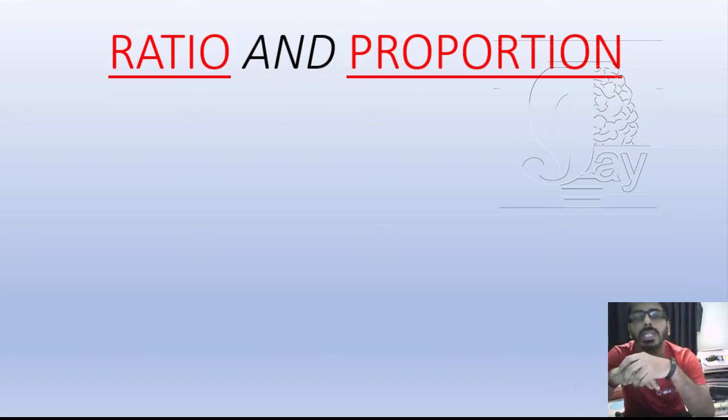In class 10 we are basically focusing on the properties of ratio and proportion. The basic understanding of ratio and proportion you have already learned, I think, in previous classes, 7 or 8 maybe. Anyway, we are going to discuss a bit of that in this class, and then we'll start with the properties.